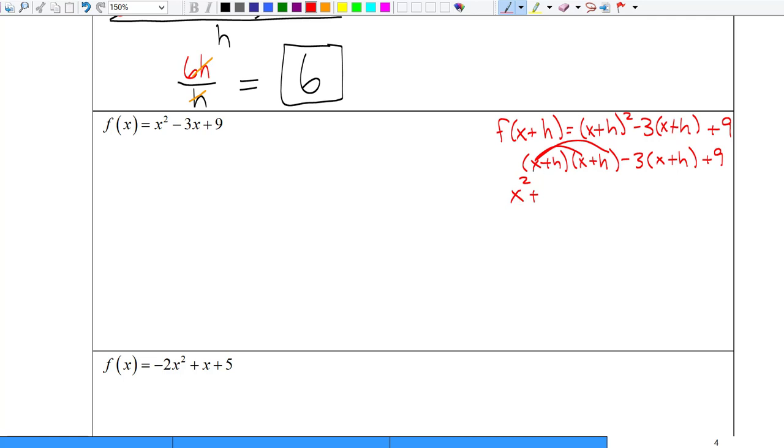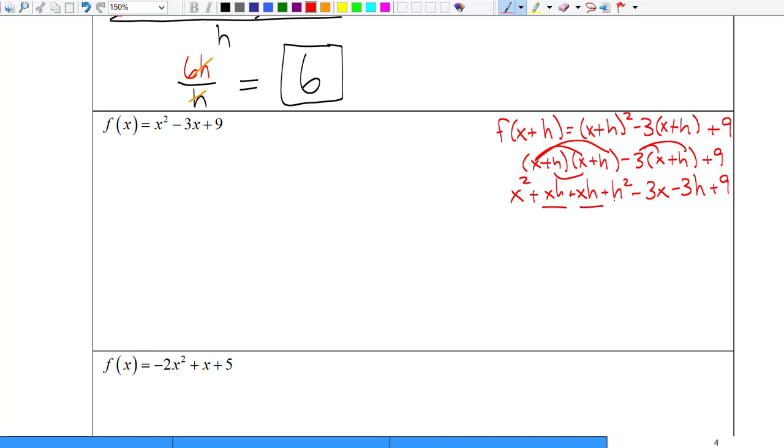x times x is x squared. x times h is xh. h times x is hx, but I'm going to reorder it just so it's in the same order here. xh plus h squared. It doesn't really matter how you order it, just try to make them the same so that you can see that they are like terms. Minus 3x minus 3h plus 9.